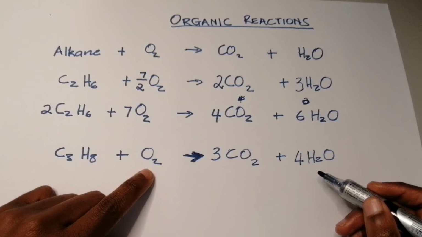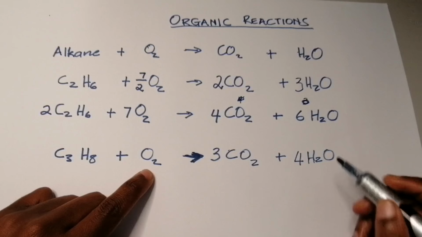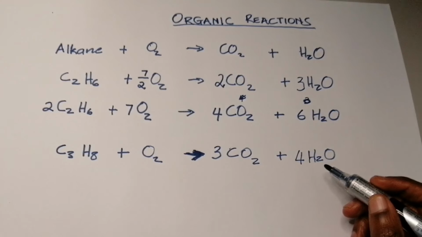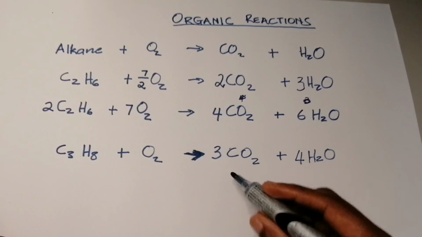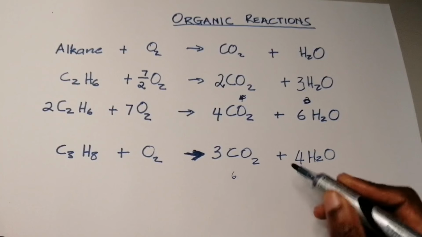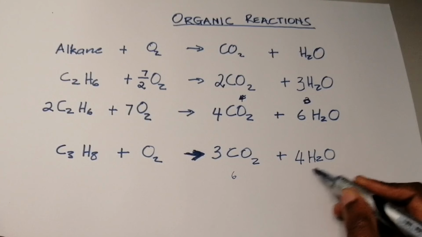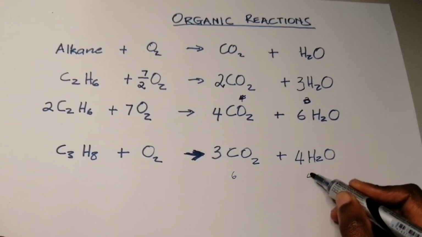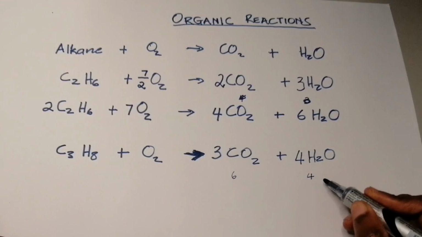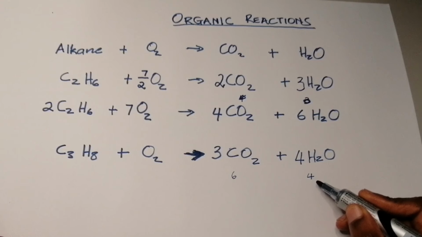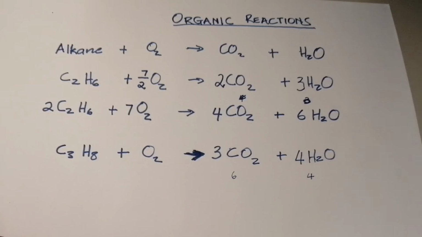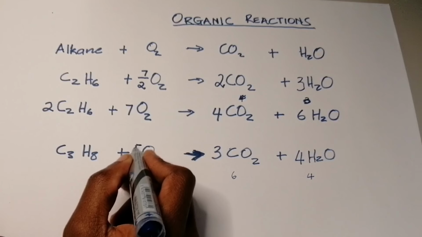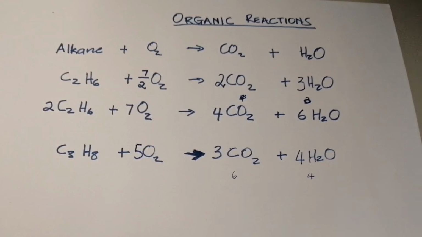Now what we're left with is the oxygen. So we've got 2 on the left-hand side, and then 3 times 2, that's going to be 6, and then you've got 4 times 1, which is 4, and 6 plus 4 gives me 10. So in this case, you've got 10 oxygens on the right-hand side. How many do you have on the left-hand side? You've got 2. How do you make that 10? You just simply multiply that by 5.